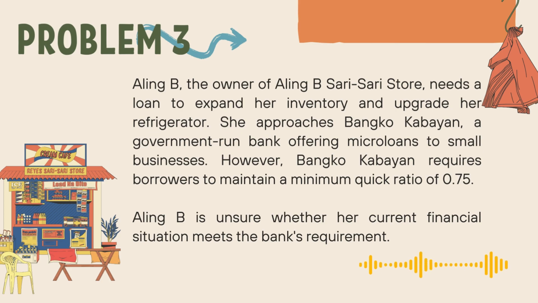Aling B, the owner of Aling B Sari Sari store, needs a loan to expand her inventory and upgrade her refrigerator. Now she approaches Bangko Kabayan, a government-run bank, offering microloans to small businesses. However, Bangko Kabayan requires borrowers to maintain a minimum quick ratio of 0.75. Aling B is unsure whether her current financial situation meets the bank's requirements.